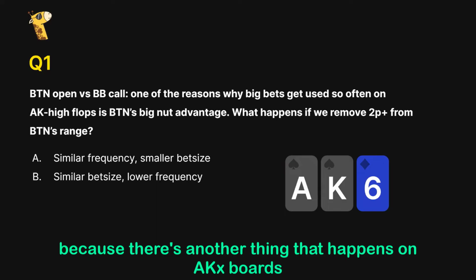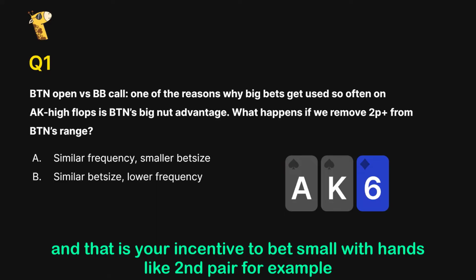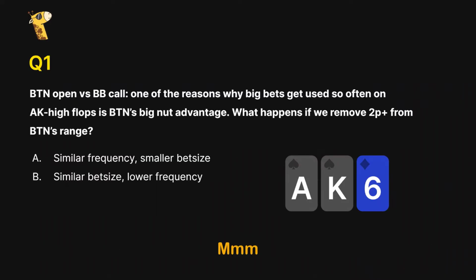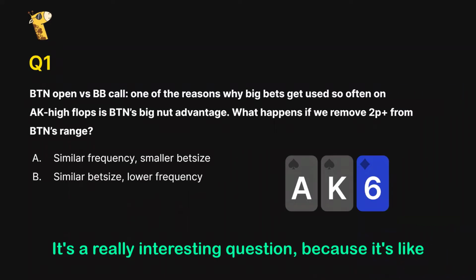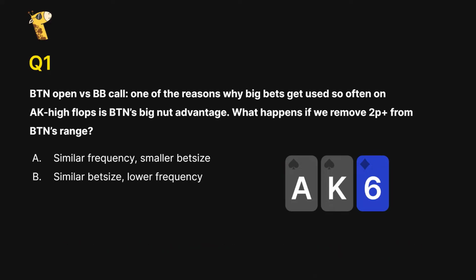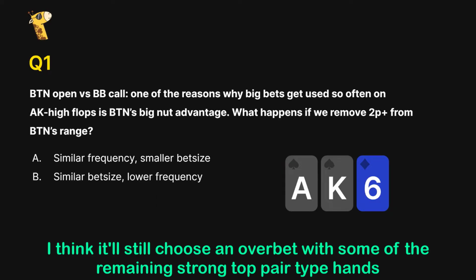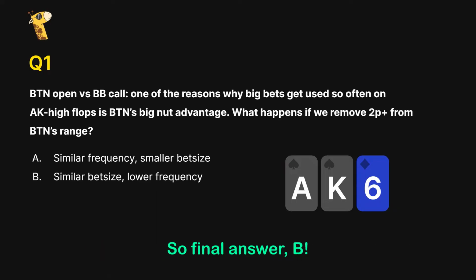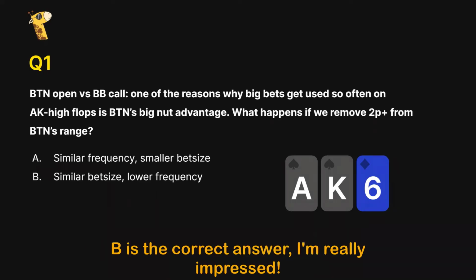Let me think this through, because there's another thing that happens on ace king boards, and that is your incentive to bet small with hands like second pair, for example, decreases because you're not folding out overcards. It's a really interesting question because it's like, which of these incentives becomes more important? I'm going to go with B, similar bet size. I think it'll still choose an overbet with some of the remaining strong, like top pair kind of hands, and just decrease the frequency significantly. So final answer, B.